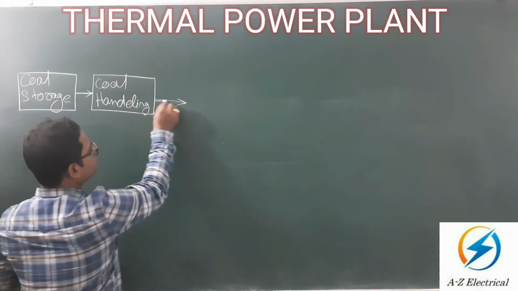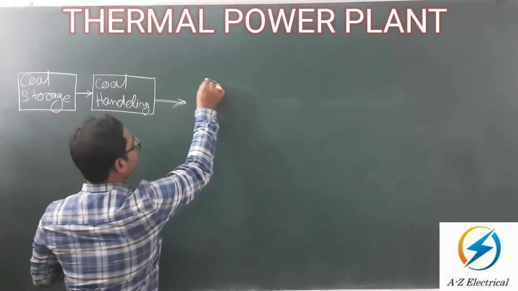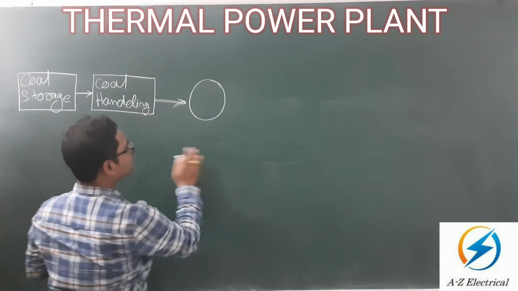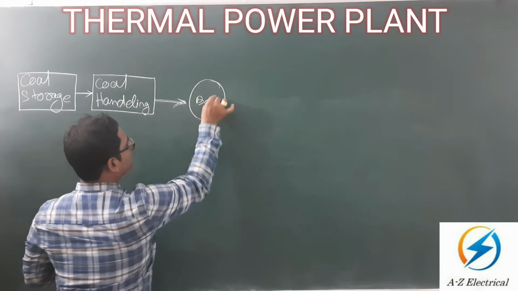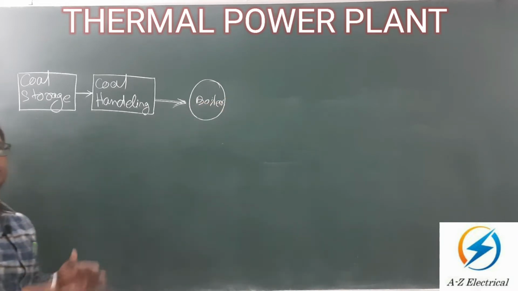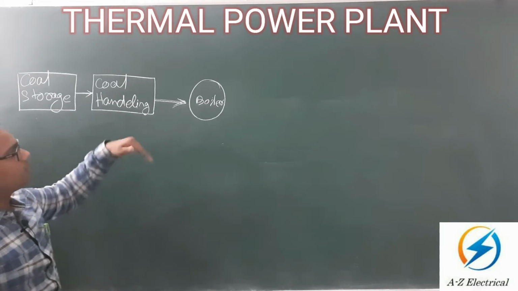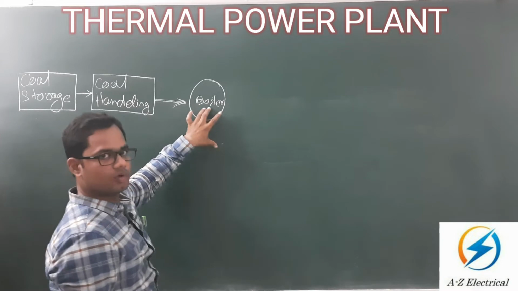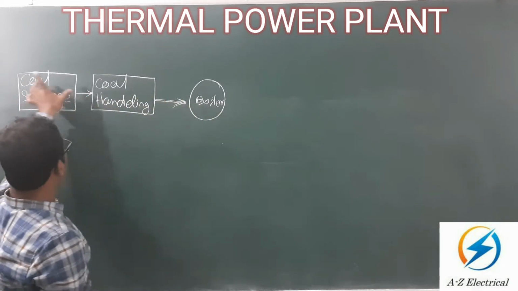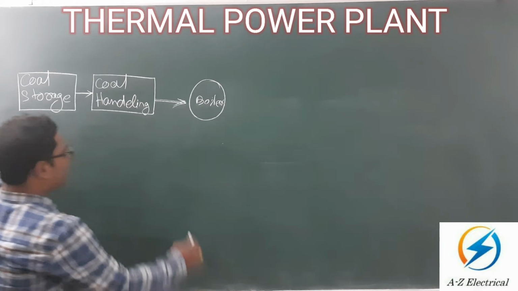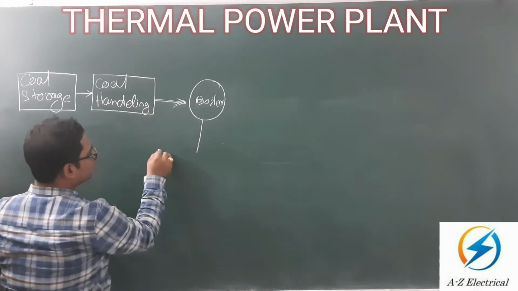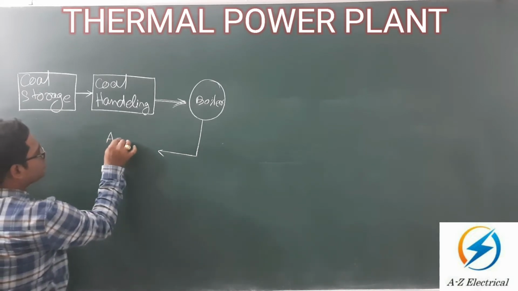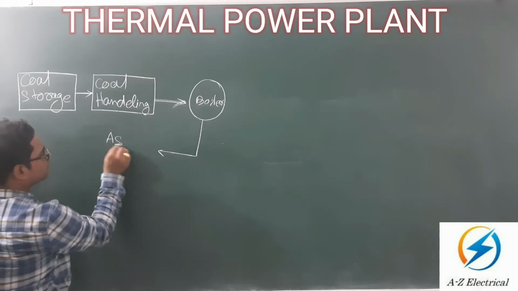After that, the perfect or suitable size of your coal is transferred to the boiler. In the boiler your water is there, and that water will form steam. For this purpose, whatever coal is required for the burning comes from your coal storage to coal handling to the boiler. And after the useful work of your coal, the ash will form, and that ash will also be put into ash storage through your ash handling plant.